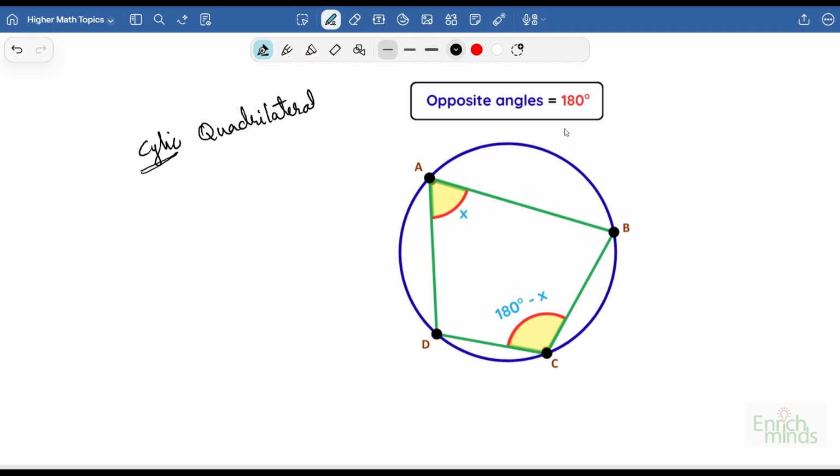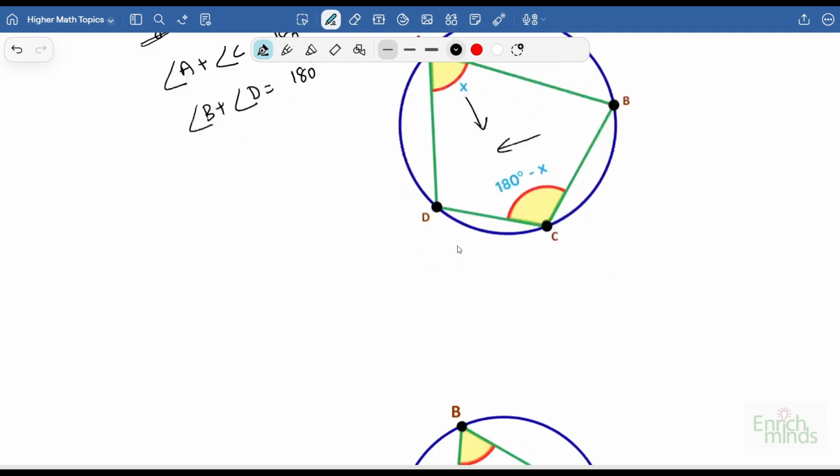Now what's the property here? It says that the opposite angles are supplementary. They add up to 180 degrees. So here the angle opposite to A is C. So these 2 are opposite angles and these 2 are opposite angles. So the sum of A and C is 180. B and D also add up to make a supplementary pair of angles. So that's a cyclic quadrilateral. This is a very straightforward theorem. You need to know what we mean by the word cyclic, and then we need to know that the opposite angles add up to 180 degrees.